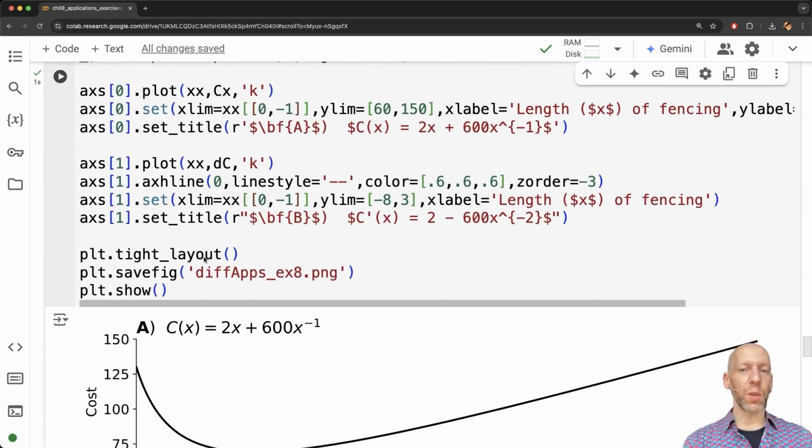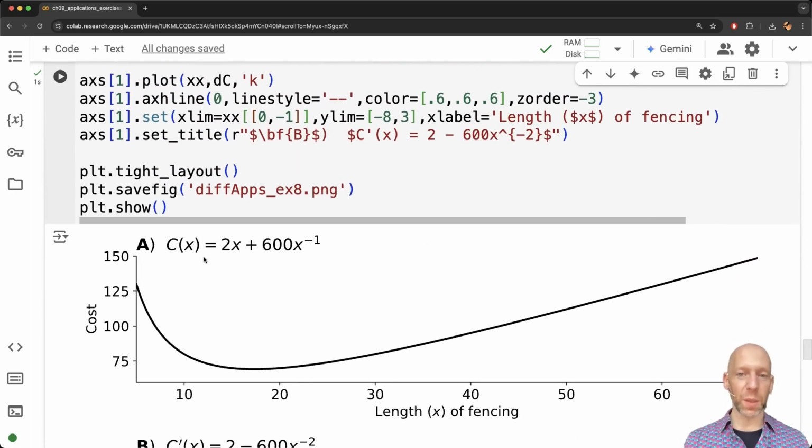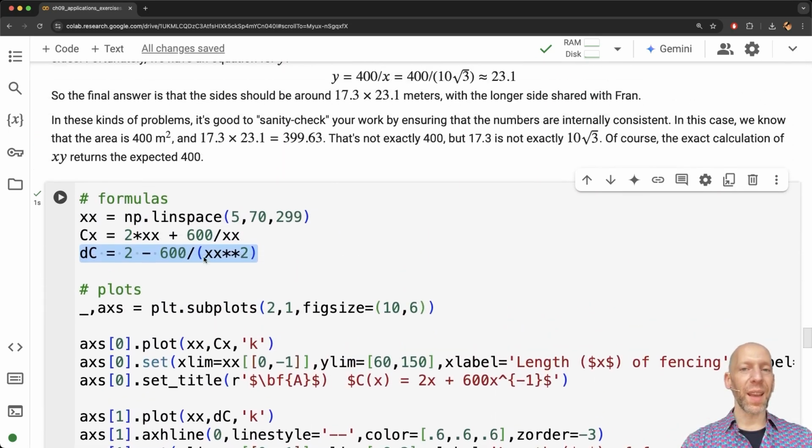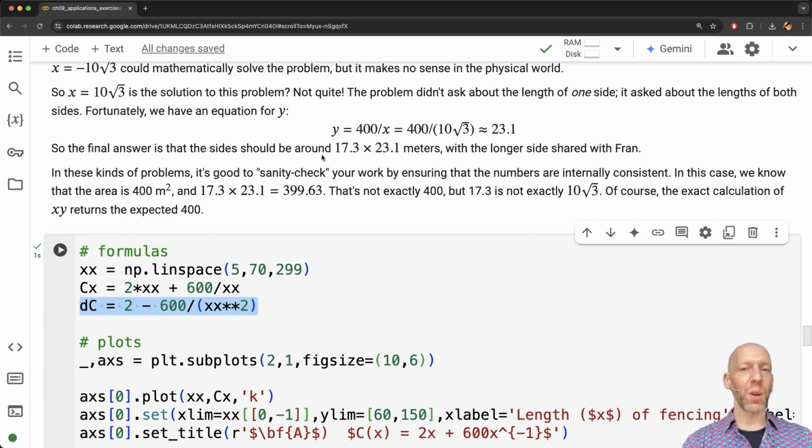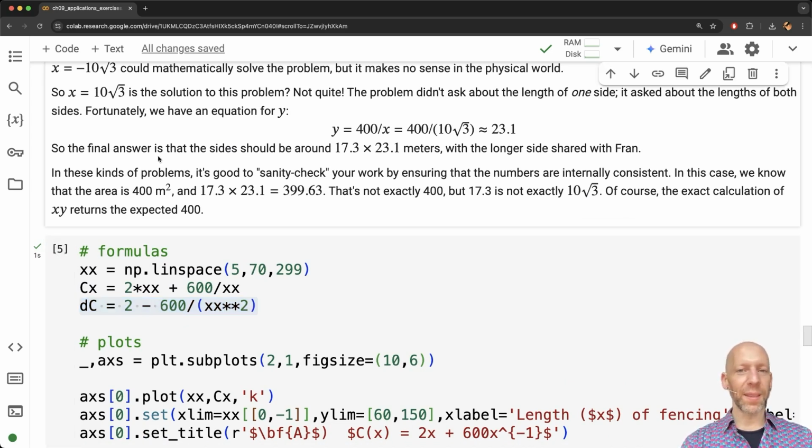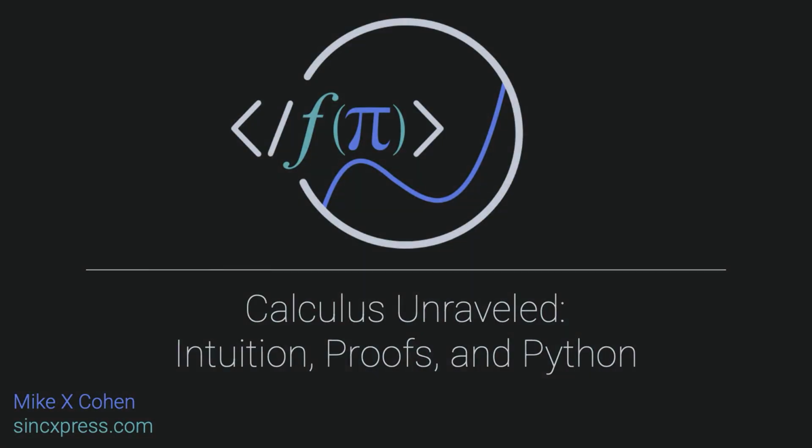It's not the solution to the problem because the problem description was not about the cost. The problem description was the lengths of the sides, and so you just have to be mindful that you give the final answer in terms of the question. In this particular case, the math worked out to be approximately 17 by 23 meters, and the side of the rectangle that is longer, that is what gets shared with Fran.